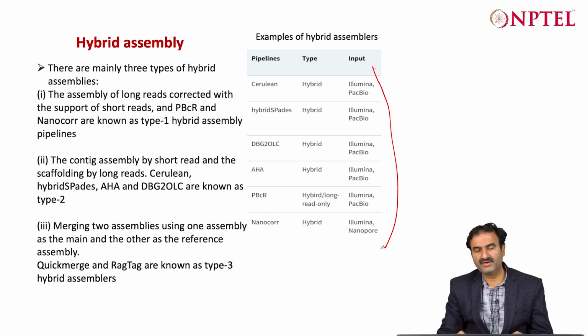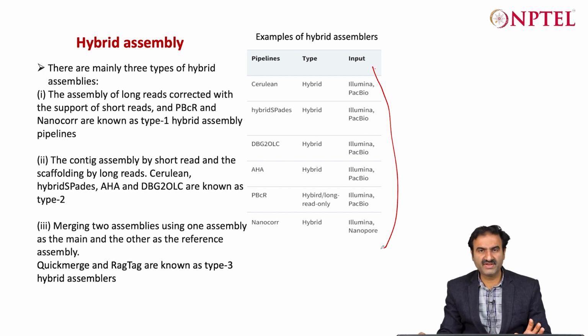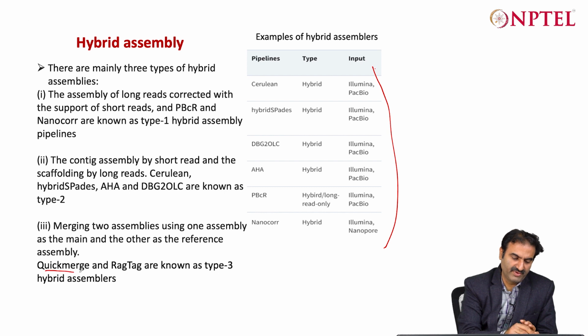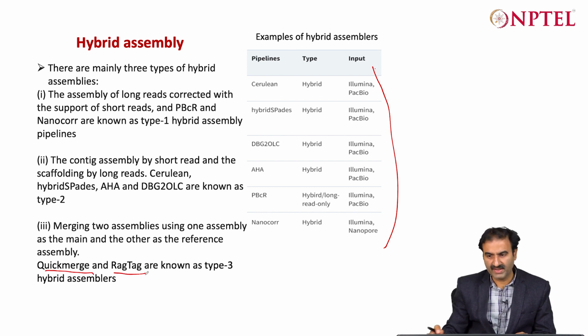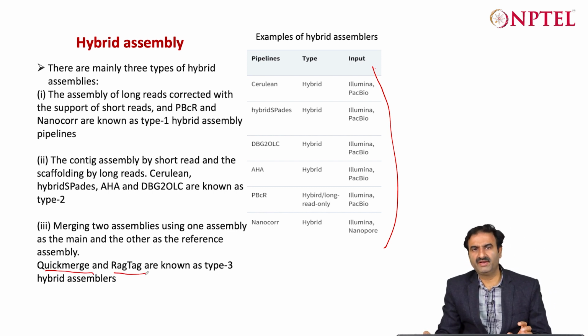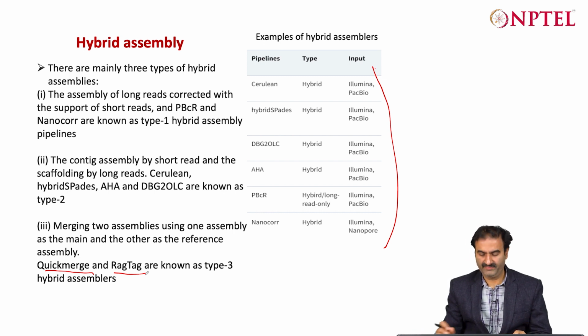So we have dealt with these things in the previous classes in detail: what is hybrid assembly, how we do it, and what the different tools are. Two tools basically we use commonly, QuickMerge and RagTag, and in just one slide I will tell you, just to revise, what those tools are and what their basis was.